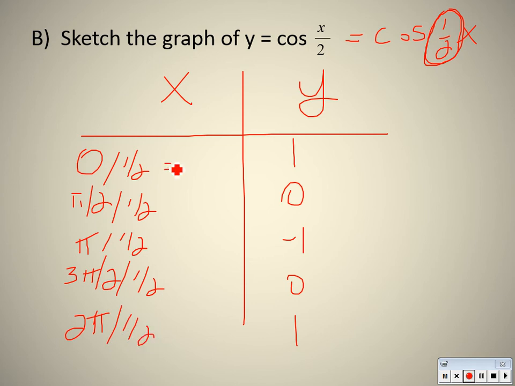So when I do 0 divided by 1/2, that's 0. Pi over 2 divided by 1/2 is pi.